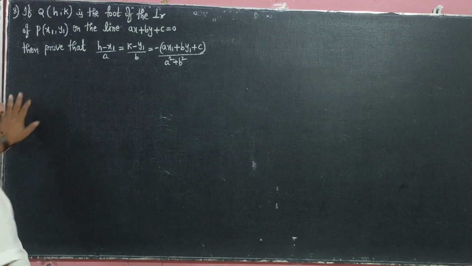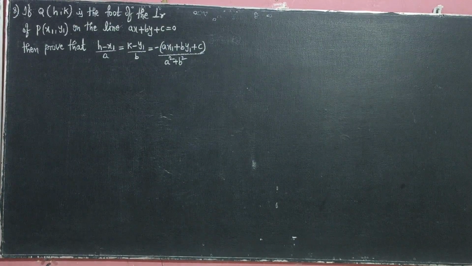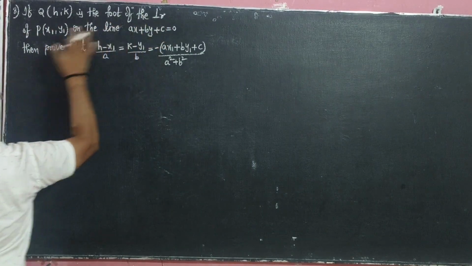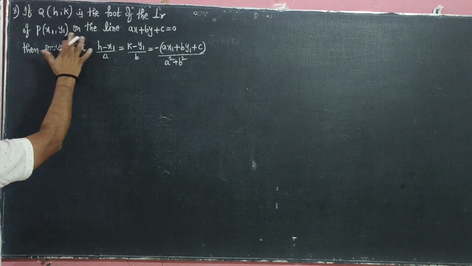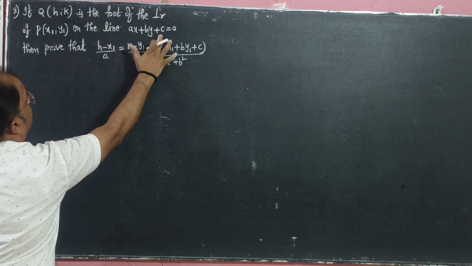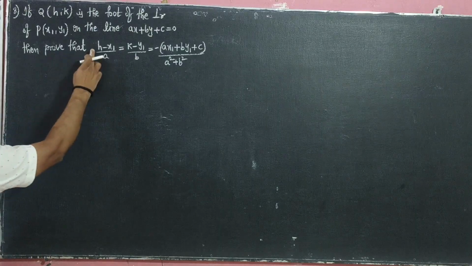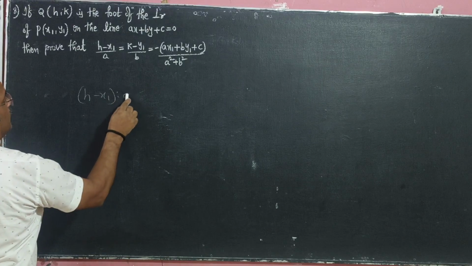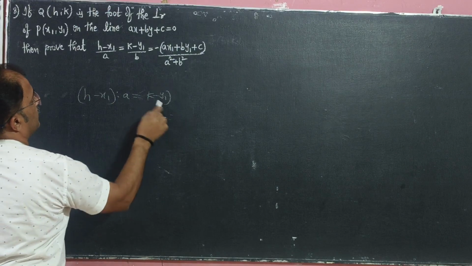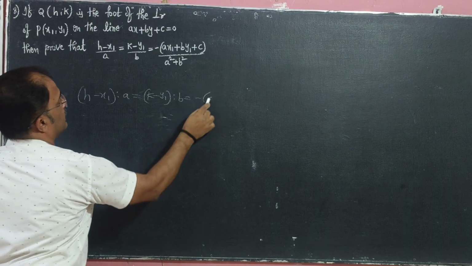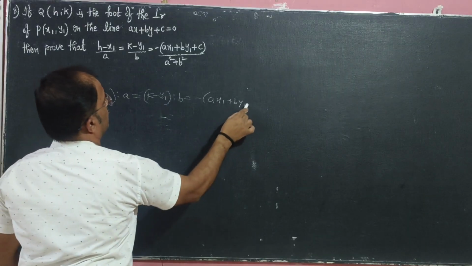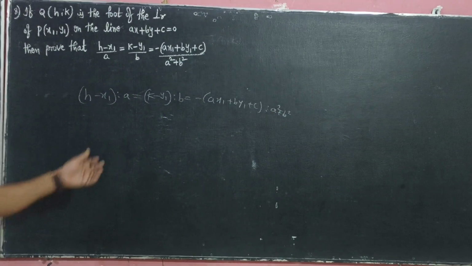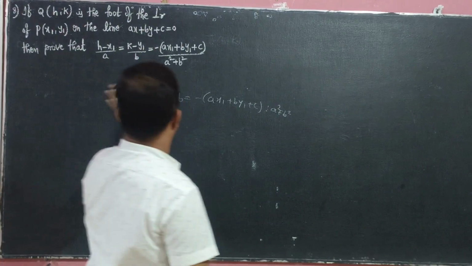Correct. Next one, 8th question. Okay, 7th question completed. Now the 8th question: if Q(h, k) is the foot of the perpendicular of P(x1, y1) on the line ax plus by plus c equals 0, then prove that (h minus x1) by a, or we can write the ratio, equals (k minus y1) by b equals minus of (ax1 plus by1 plus c) by (a square plus b square). The question in the exam can ask this as a ratio or with by.